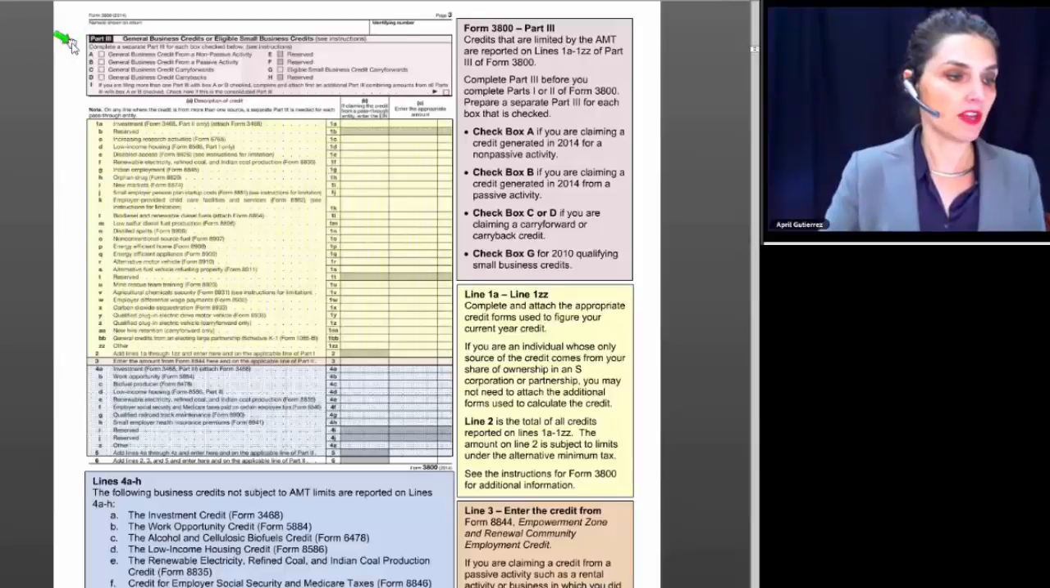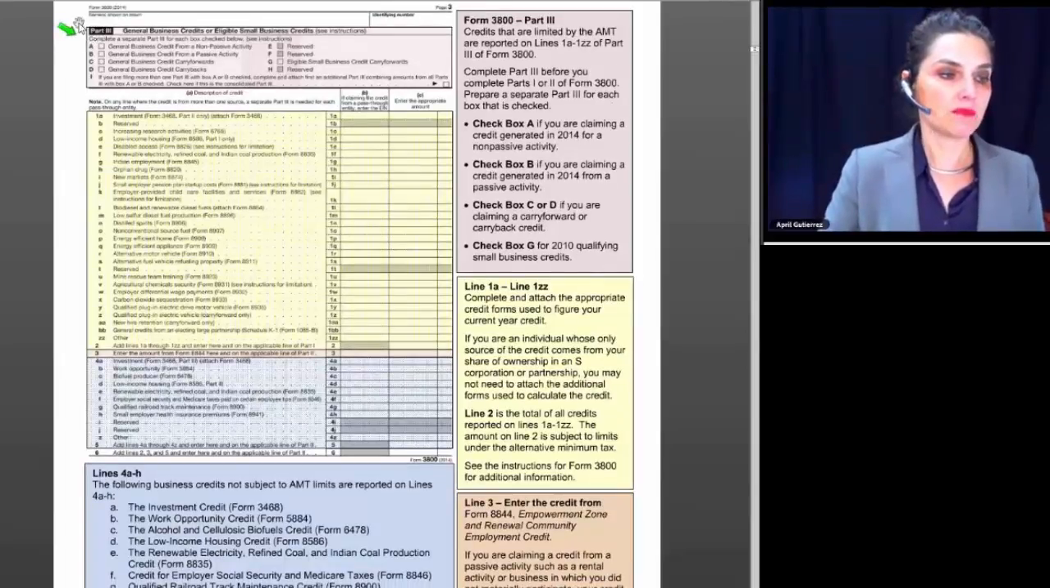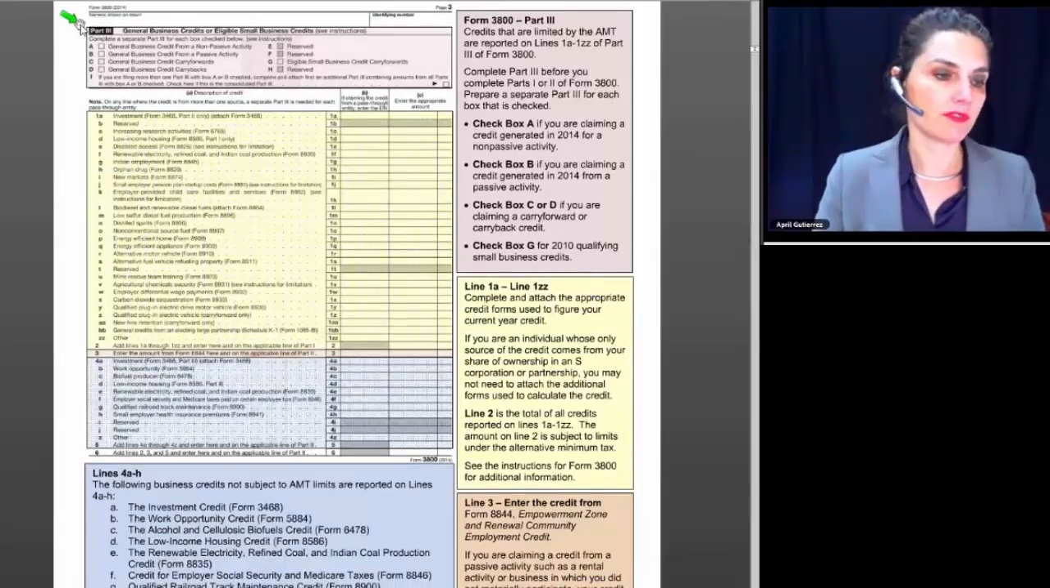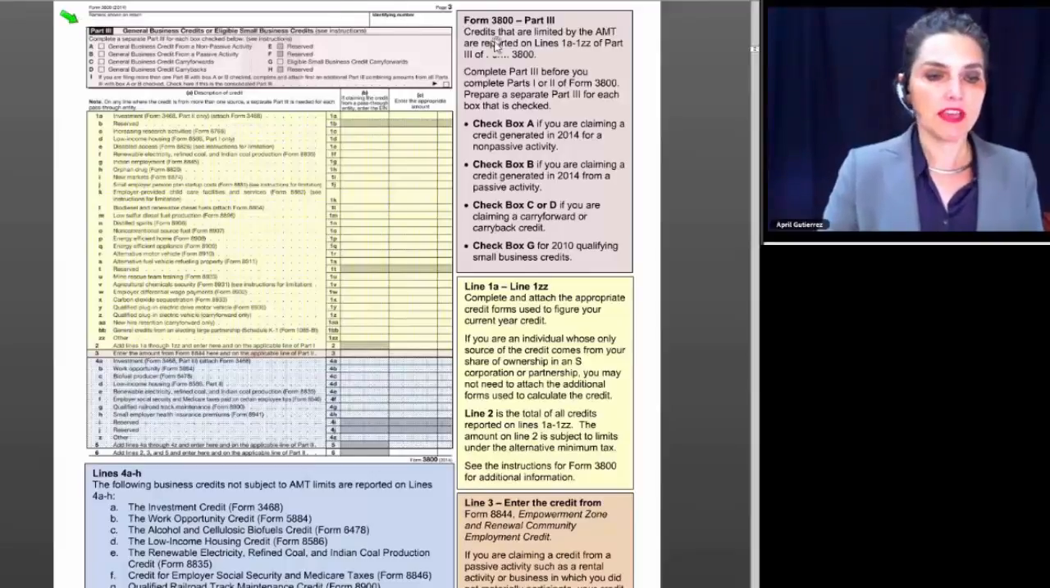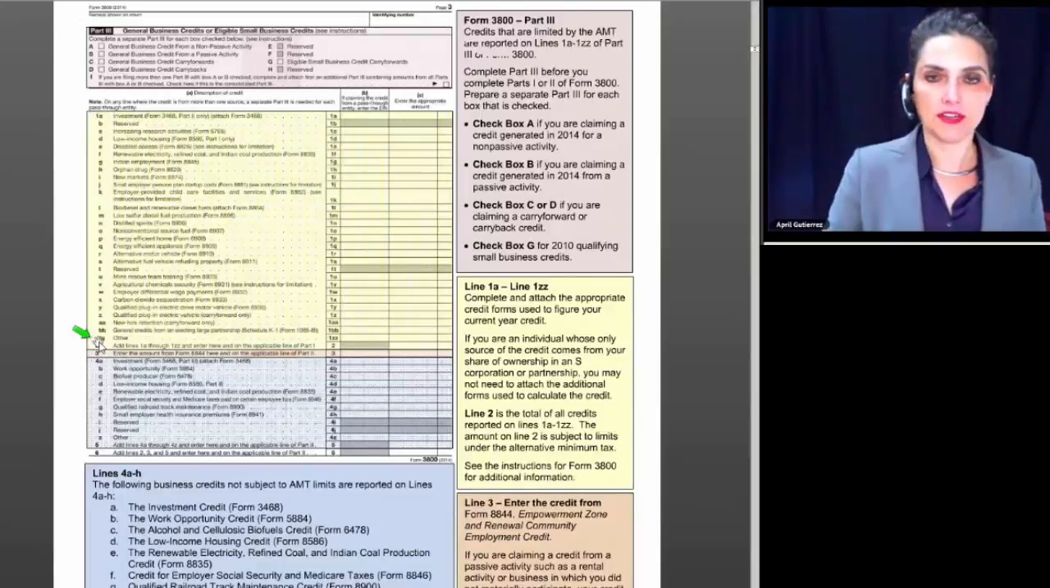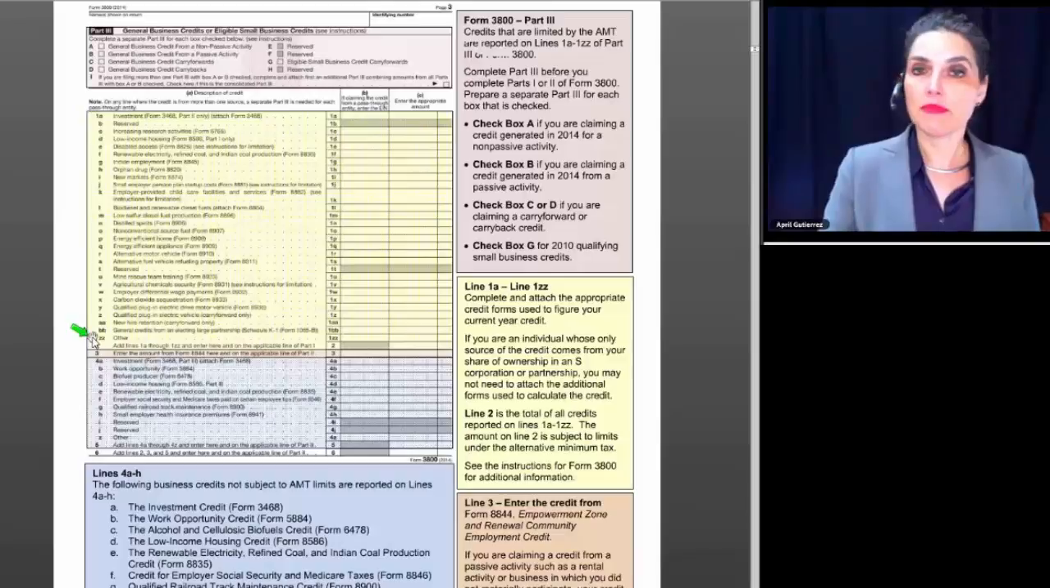And here at the top of page 3, it's marked Part 3, General Business Credits for Eligible Small Business Credits. And credits that are limited by the AMT are reported on lines 1a through line 1zz down here. Any of the credits that you see listed in this part of the form, which is most of them, can be limited by the alternative minimum tax.